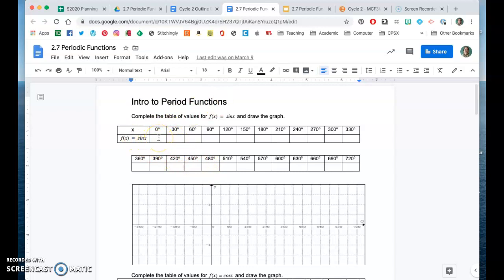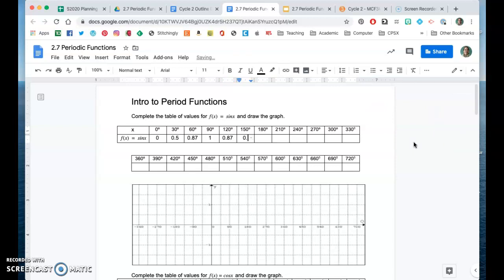So all you needed to do to fill this in was, for 0 degrees, you just put sine of 0 into your calculator and that would come up to 0. Sine of 30 in your calculator, making sure your calculator is in degrees, of course, would be 0.5. 60 degrees was 0.87. 90 degrees is 1.